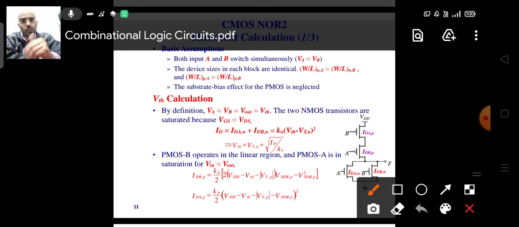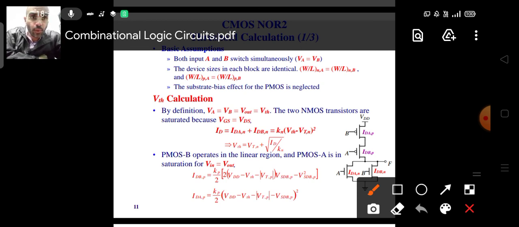So you see, your VGS is equal to VDS. Now whenever this situation arises, we know that our transistor operates in the saturation region, right? Not in the linear region. Both the NMOSs, because they are connected in parallel, so each of the NMOS will work in the saturation region. That's the reason. So both of the NMOS will work in the saturation region.